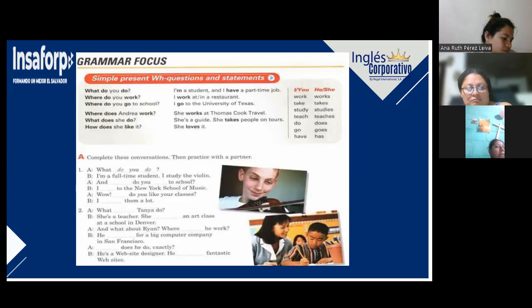Entonces, vemos, por eso está el does. Where does Andrea work? She works at Thomas Cook Travel. She is a guide and she takes people on tour. She loves it. So you can see here these examples. Cuando vamos a utilizar los verbos que están a continuación. Cuando son los pronombres I, you, we, you, they, vamos a utilizar los verbos en forma normal. Por ejemplo, está work, take, study, teach, do, go, have. Pero cuando es tercera persona, nosotros tenemos que agregarle una S, una ES o una IES. Por ejemplo, works, takes, studies, teaches, does, goes, and has.